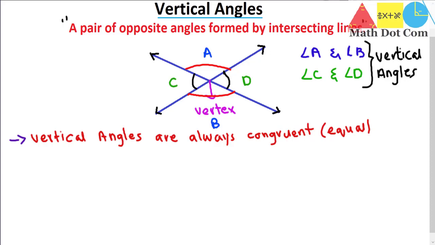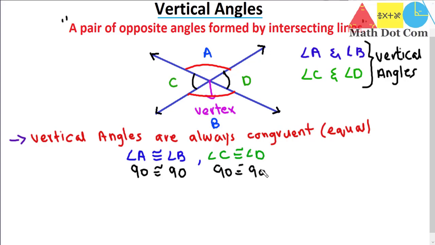I can say that if I write from the above diagram, angle A should be congruent to angle B as they are vertical angles, and angle C should also be congruent to angle D. So it means if angle A is 90 degrees, then angle B should also be of measure 90 degrees. Similarly, if angle C is 90 degrees, angle D should also be equal to 90 degrees. So this property is very important when we have to find the unknown angles in most of the questions, and when we know this property of vertical angles, we can easily find the unknown angles.